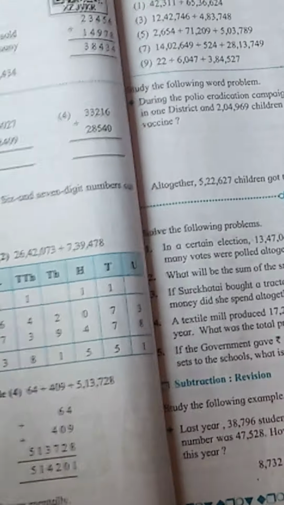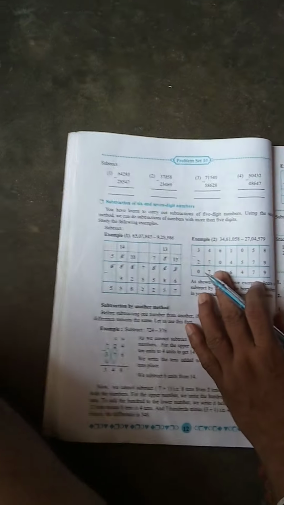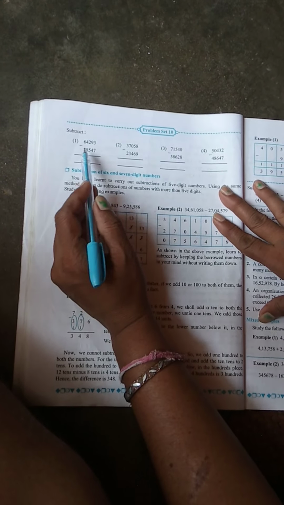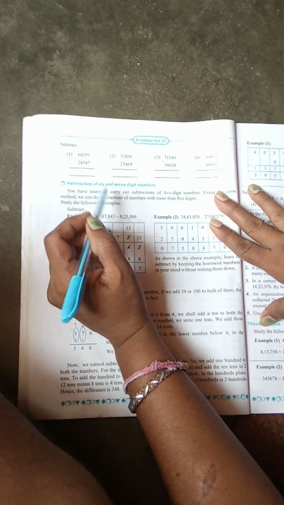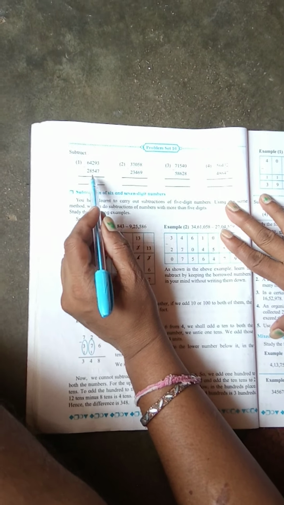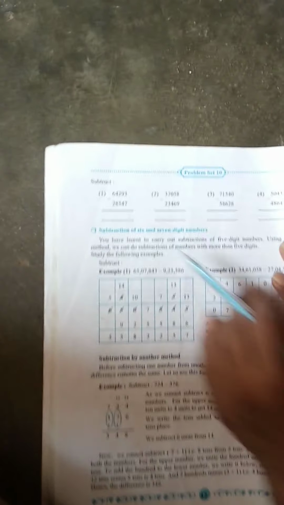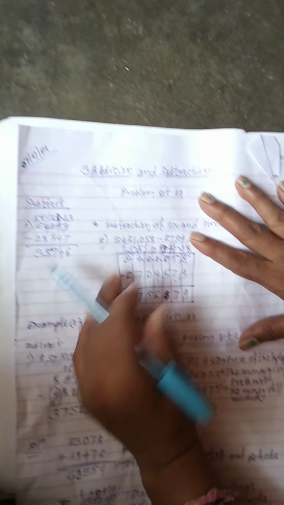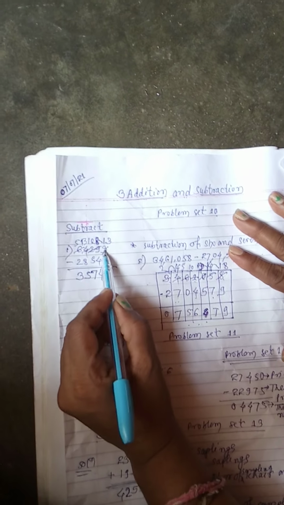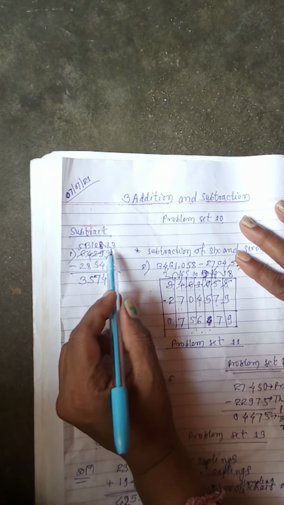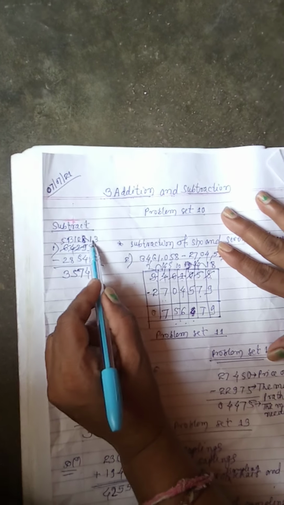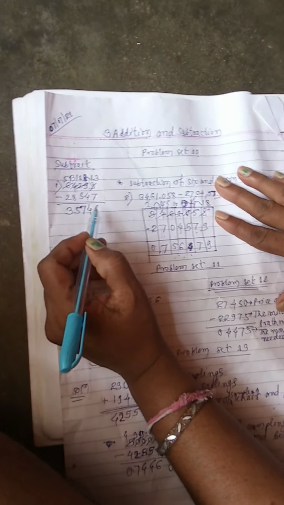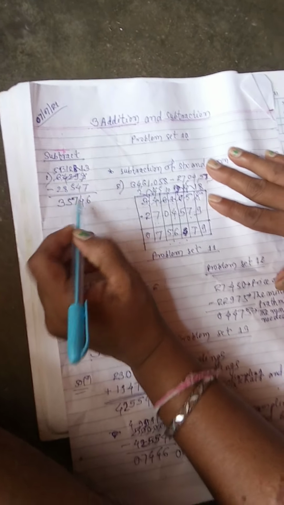Next problem is problem set 10. Subtract, first problem, 64,293 minus 28,547. I can solve it here. Look how to solve this one. First of all, from 3 you cannot subtract 7. So take here 13, taking 10 from there. 13 minus 7, 6. If you take one, there is the 8. 8 minus 4, 4. Then there is the 2.